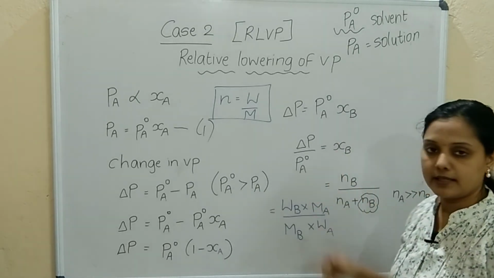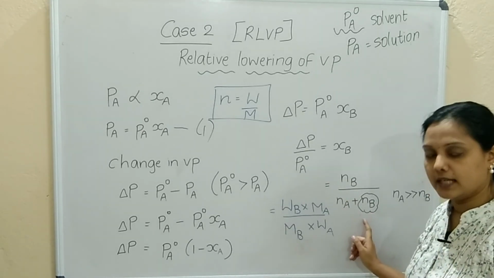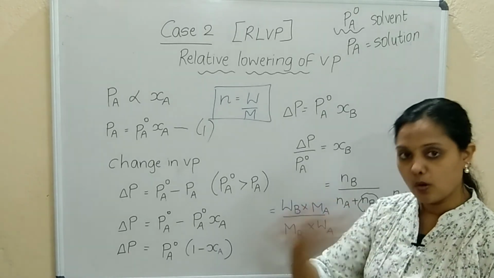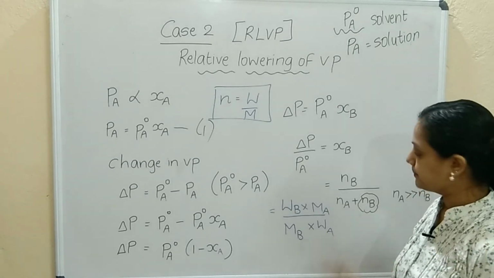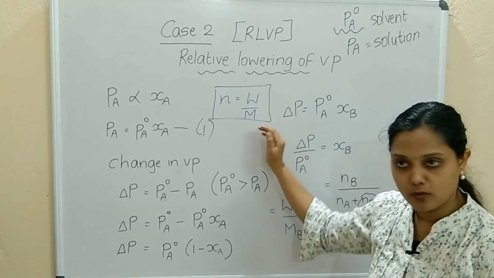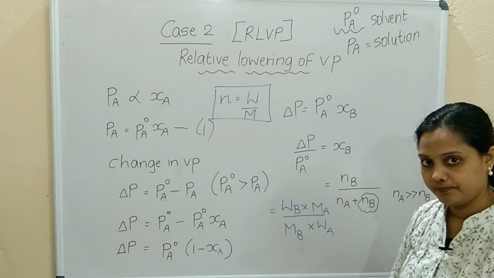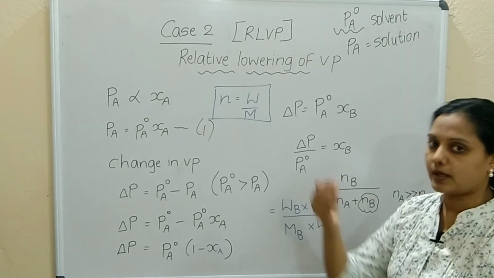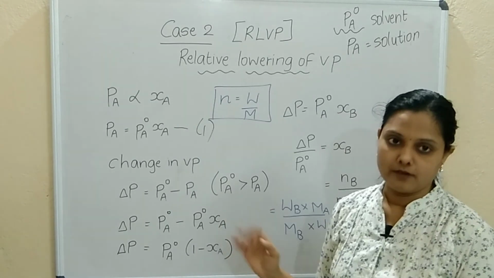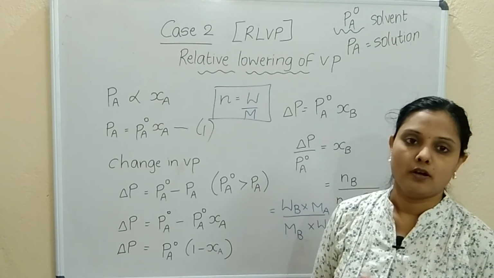This mole fraction can be written in terms of number of moles, and we neglect the number of moles of B, the solute, in the denominator, because the number of moles of solvent is more than the number of moles of the solute. Number of moles can be expressed in terms of quantity, that is weight by molar mass. So writing this equation, substituting the values of NB and NA, correct. So what we are learning in case 2, relative lowering of vapor pressure, is the change in the vapor pressure. For a pure substance, the vapor pressure will always be more. For a solution, the vapor pressure will always be less.